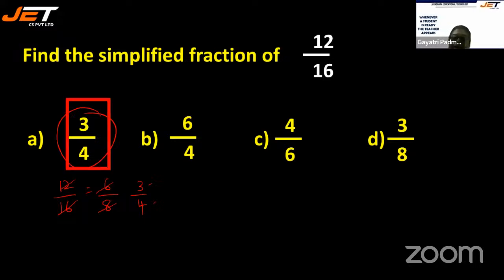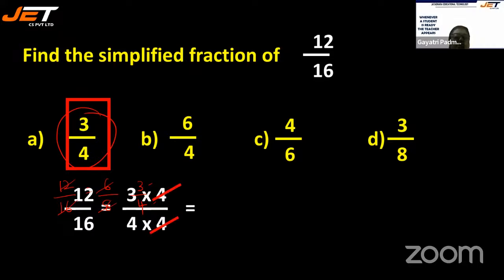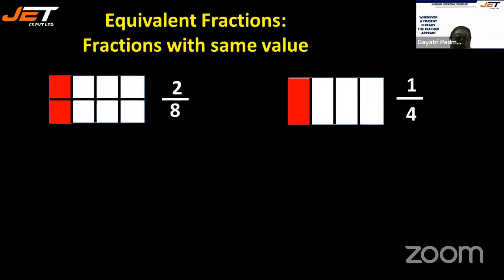Yes, the answer is perfect. If you had given your answer as 3 by 4, your answer is perfect. See how they are bringing it down. You take one number as common, that is 4. 4 threes are 12, 4 fours are 16, so 4 will go off. The balance you have is 3 by 4.